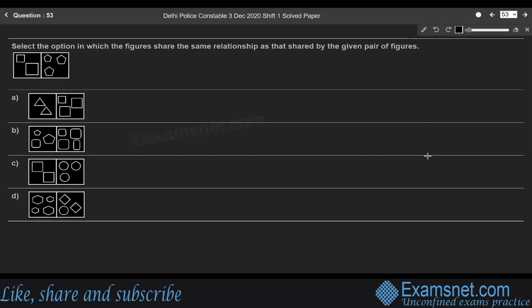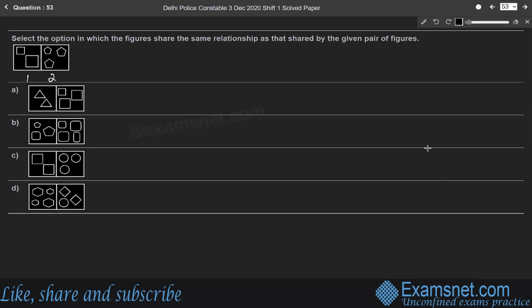Question 53. Select the option in which the figures share the same relationship as that shared by the given pair of figures. So there are two figures given, in which figure 1 has two shapes, whereas figure 2 has three shapes. And look at the number of sides in each shape. There are 4 sides in each shape, whereas figure 2 has 5 sides in each shape, that is a pentagon.